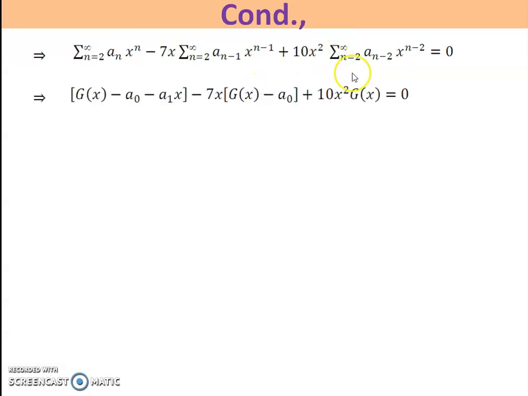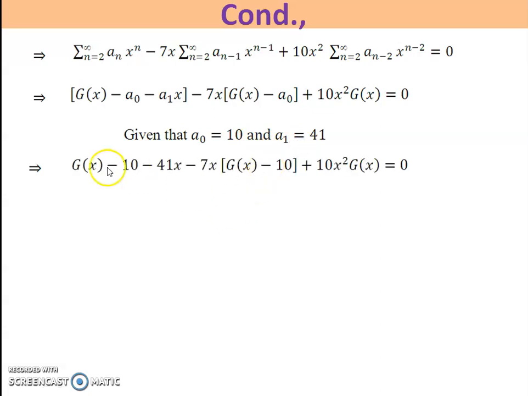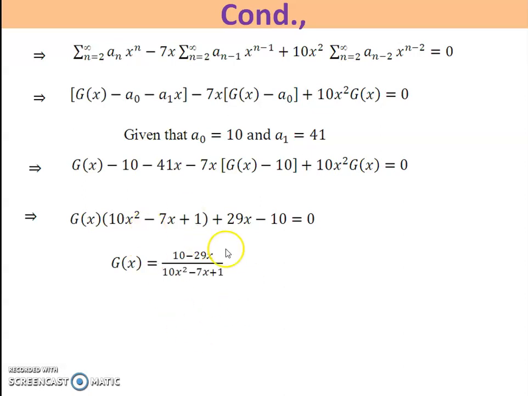Right, now take x terms away here, x square term away here with constant 7 and 10 respectively. Right, now apply g of x to this function. If you put n equal to 2, 2 minus 2 becomes 0, a naught. If you put 3, 3 minus 2 becomes a1. So we can directly put g of x here. So here we can put g of x minus a naught minus a1x. Similarly g of x minus a naught. Now apply the value of initial condition a naught equal to 10, a1 equal to 41. Okay, now substitute the values. Now simplify this, we get g of x like this.